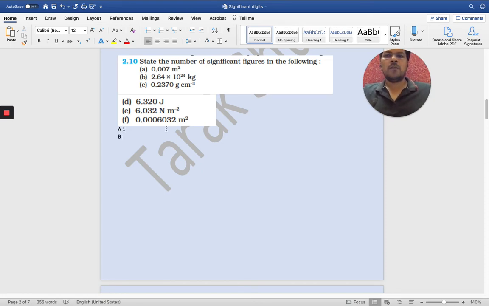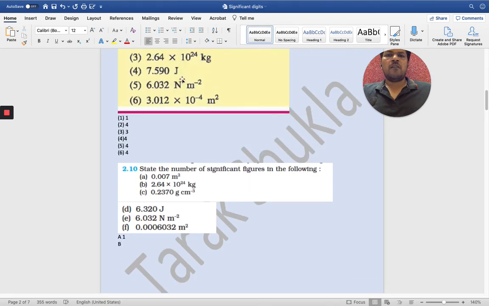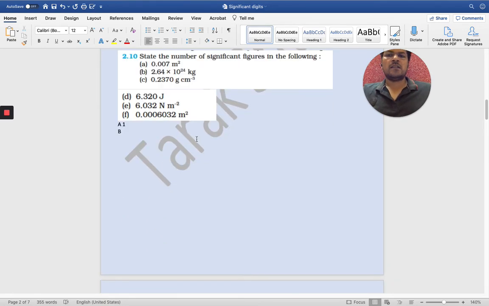Then we have B. Power would be 10 to the power 24. That is the same thing we have just considered, having 3 significant digits. The next one: the previous zeros are not considered and the last zeros are considered. So the answer of C would be only 4 significant digits. Next one will be 6.320 joule. It might be of any unit. We are not bothered about the unit, so for 6.320 only 4 significant digits are there.